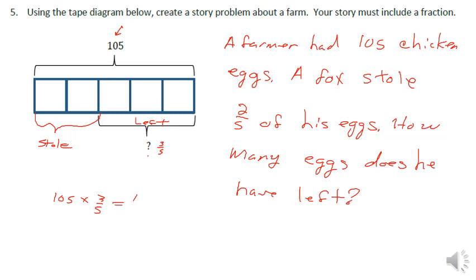Which equals 105 times 3 over 5. Now 5 will go into 5 one time. 5 will go into here 21 times. So that equals 63 eggs. So he has 63 eggs left.